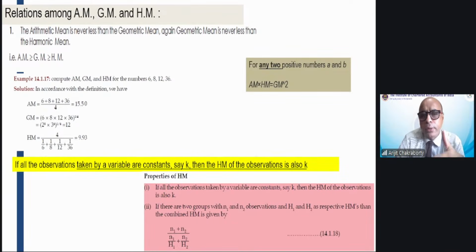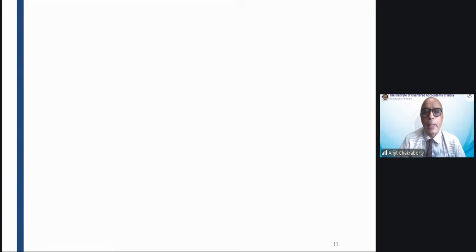So this is a critical relation among the three parameters AM, GM and HM, but please remember this is going to hold good only for cases where there are two positive numbers. The moment you have more than two numbers, 3, 4, 5, this relation will not hold good. It will not give you the correct answer. The relation will fail. The equation will not work. So this is only for any two positive numbers A and B.